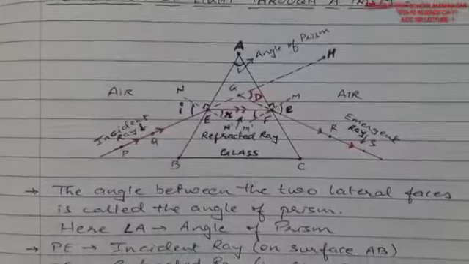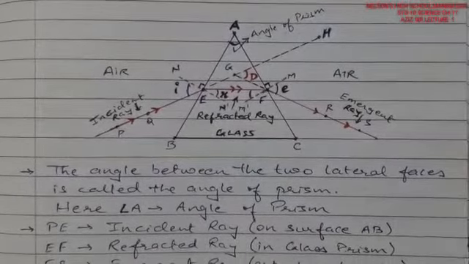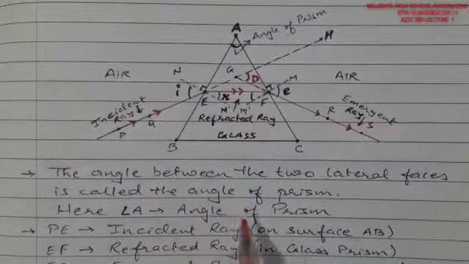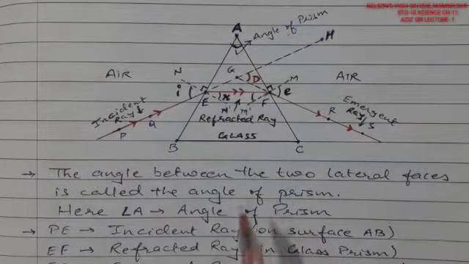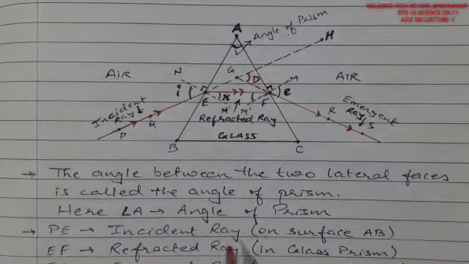Now, what is the angle of the prism? The angle between the two lateral faces is called the angle of the prism. That is, angle A is the angle of the prism.